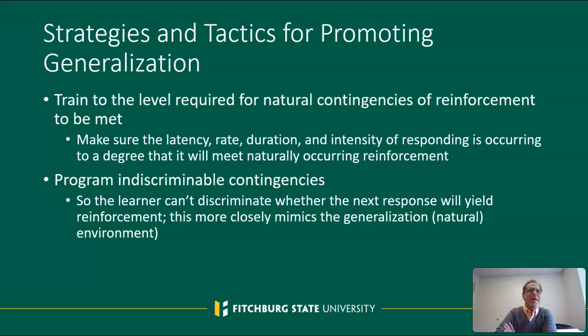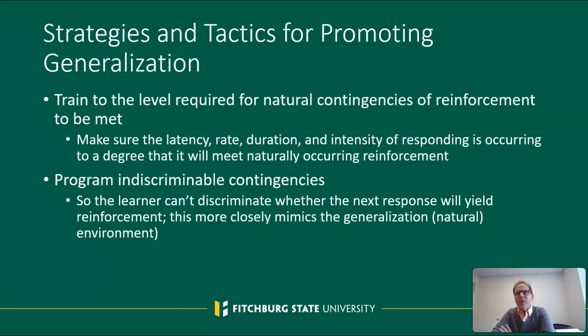Next, we want to program indiscriminable contingencies. And that's a big word, indiscriminable, that you're probably not going to hear in any other context than right here. But really the root of that word is discriminate. So indiscriminable contingencies means that the learner can't discriminate whether the next response will yield reinforcement. And this more closely mimics the generalization or natural environment.